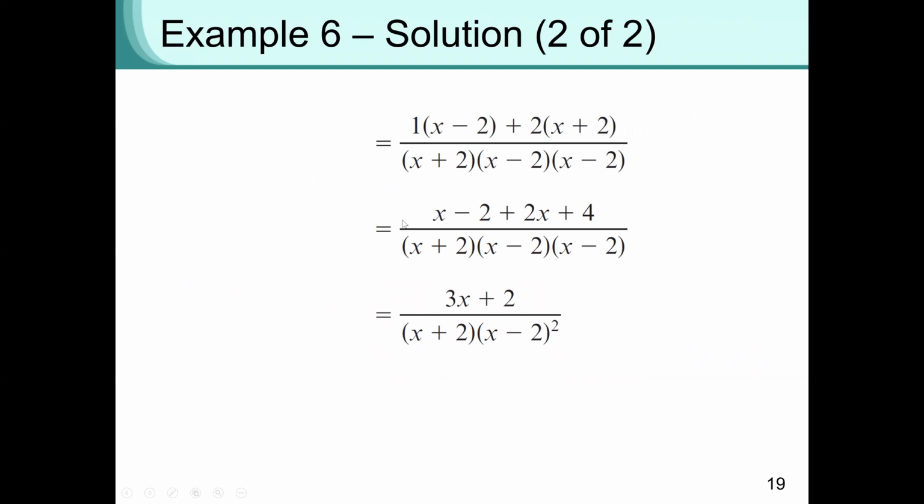So from here, we try and open the parentheses. And we get s minus 2 plus 2s plus 4. And when we simplify it, we get 3s, because the like terms are s plus 2s, 3s. 4 minus 2 will give me 2. And here I have s plus 2, but s minus 2 times s minus 2 will give me s minus 2 all squared. So that will be our final solution.